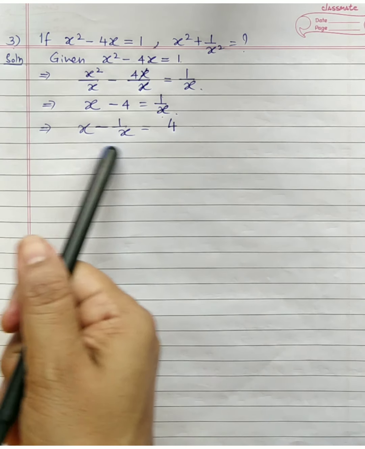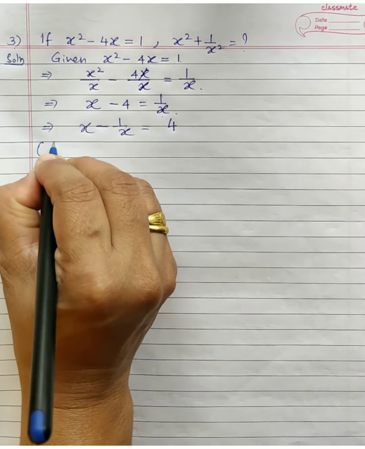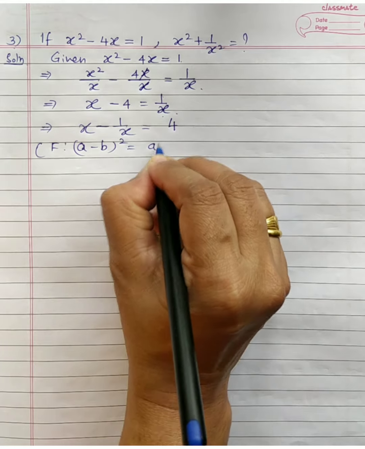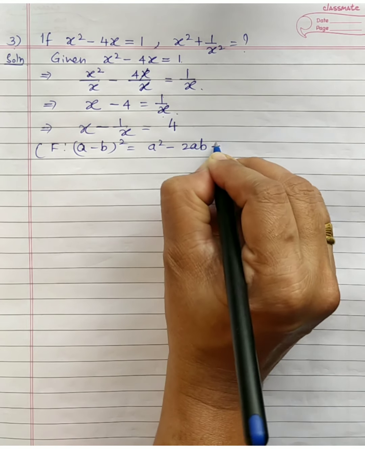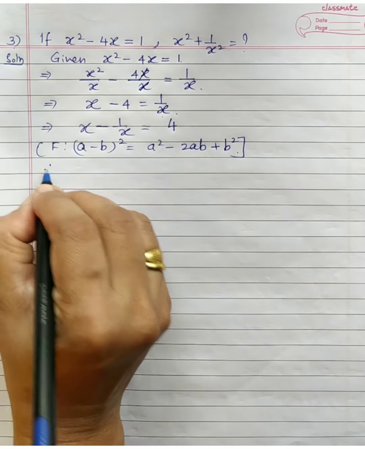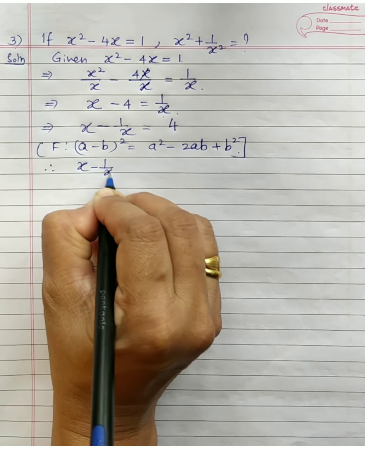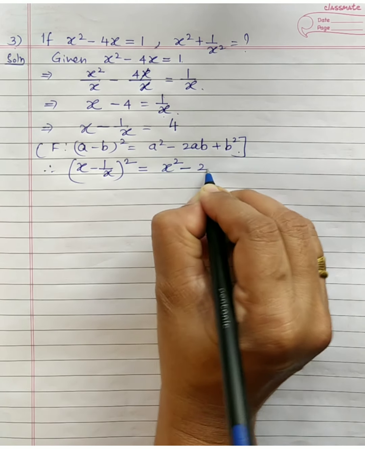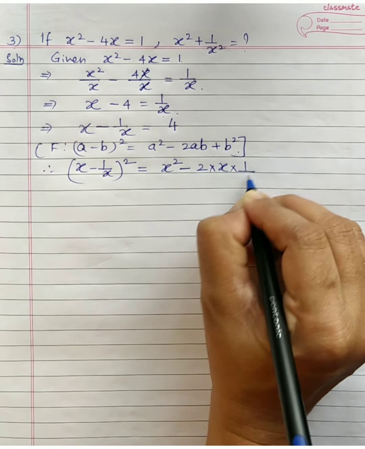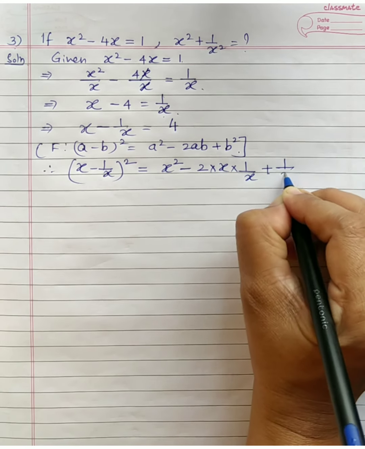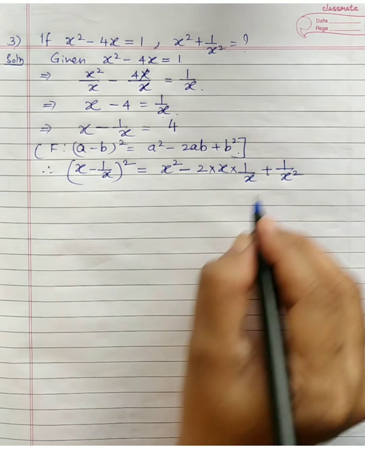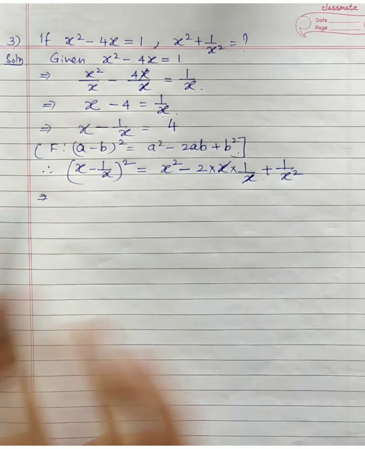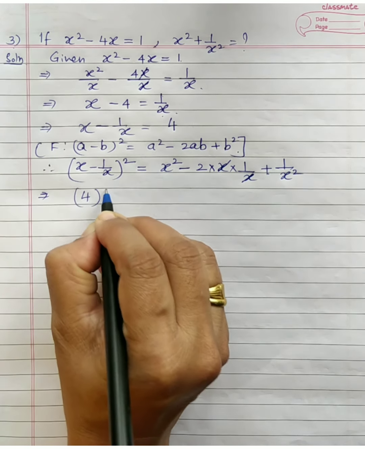And now you can use a minus b the whole square formula. So which formula will you use? A minus b the whole square, that is a square minus 2ab plus b square. Therefore x minus 1 upon x the whole square will be first term square, that is x square minus 2 into x into 1 upon x plus 1 upon x the whole square, that will be 1 upon x square. This gets cancelled. Also we have got x minus 1 upon x is what? 4. So substituting over here 4 square.